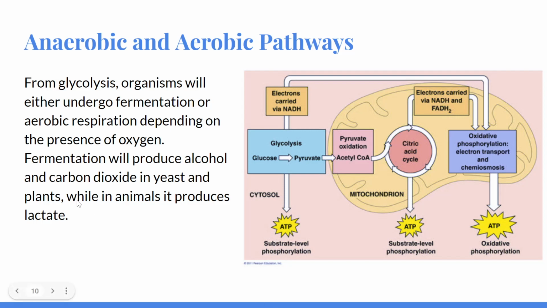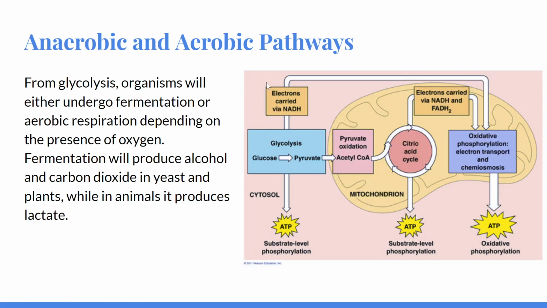Fermentation produces alcohol and carbon dioxide in yeast and plants, while fermentation in animals makes lactate. So fermentation is responsible for making all the beers and all of the sugary foods we like to eat. Fermentation is a really important process. Lactate production in animals is pretty toxic for us, at least, mainly because of lactic acid, I believe.